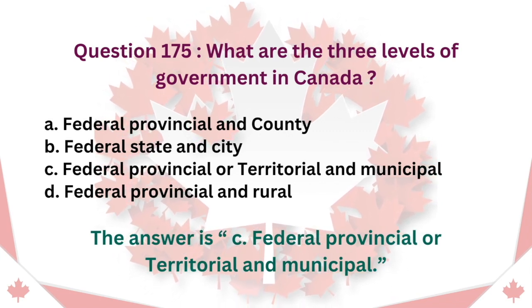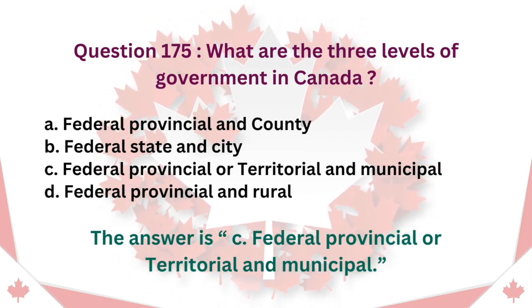Question 175. What are the three levels of government in Canada? A. Federal, provincial, and county. B. Federal, state, and city. C. Federal, provincial or territorial, and municipal. D. Federal, provincial, and rural. The answer is C. Federal, provincial or territorial, and municipal.